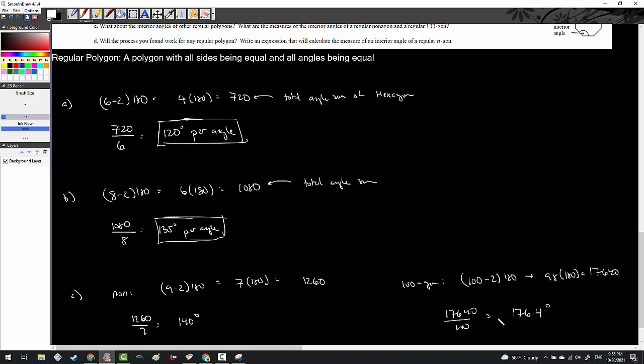So the point of this problem was to first define what a regular polygon is. We will be dealing with regular polygons a lot in this chapter. So when you hear regular polygon, all the angles are the same, all the sides are the same. We're going to be finding individual angles of regular polygons a lot moving forward. So keep that in mind. I'll be back with the next problem.